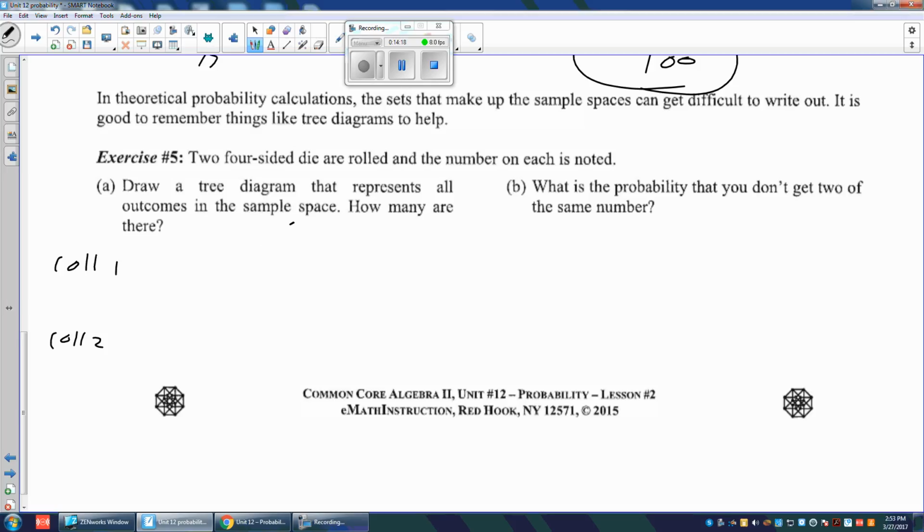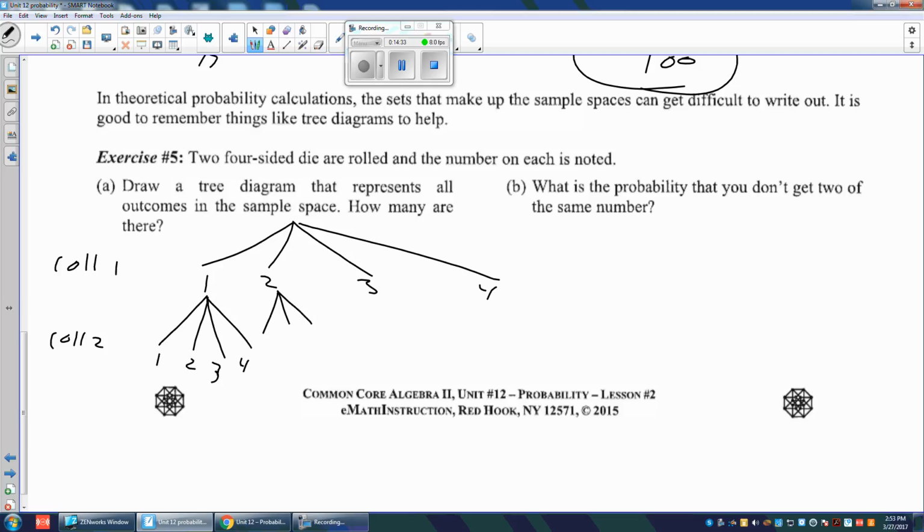So on the first die, you can have a 1, a 2, a 3, or a 4. And if it comes out to be a 1, the second die can be 1, 2, 3, 4. Okay, got it? How many are there? 1, 2, 3, 4, 5, 6, 7, 8, 9, 10, 11, 12, 13, 14, 15, 16.